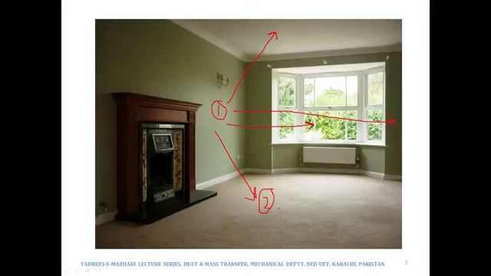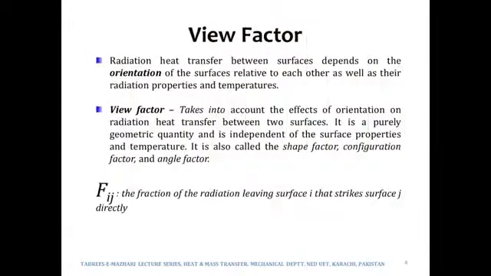The other part of the radiation which is leaving 1 and is not being incident upon 2, which is going, for example, on this window or on the roof or on other walls, has nothing to do with the radiation heat transfer between the surfaces 1 and 2. So that is why we need to find out that fraction which is leaving 1 and is being incident upon 2 directly, and that is found out with the help of a parameter which we call view factor.